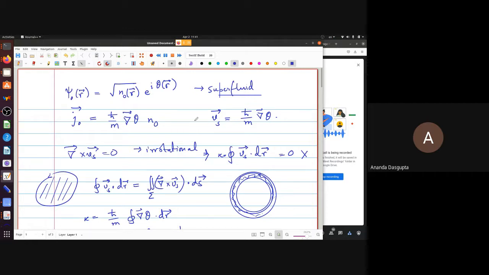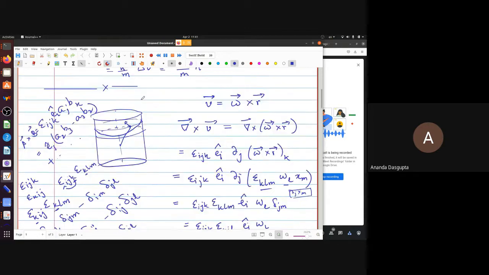All this is fine, except that it breaks down where theta is not defined, and that happens when n0(r) is 0. So vortex cores are basically very tiny places where there is no superfluid, and you have circulating fields around that. Now the same structure will also repeat in superconductors almost identically. So we will talk about that then.